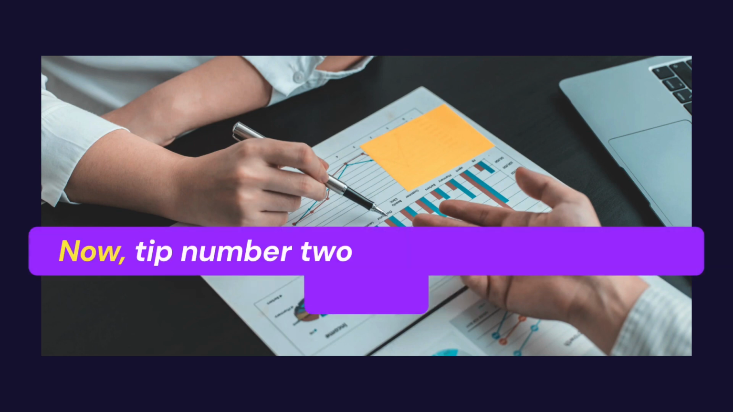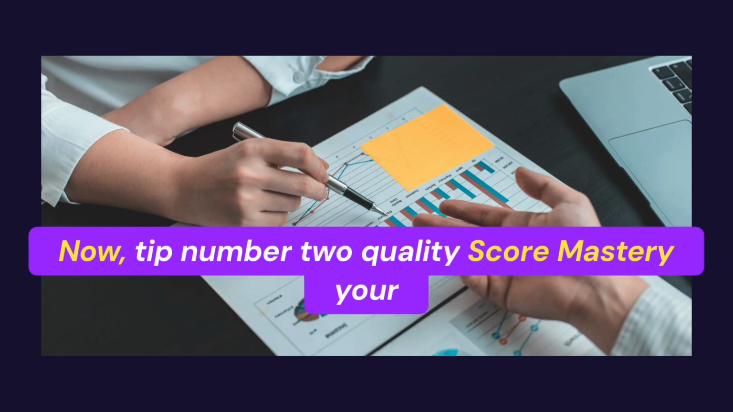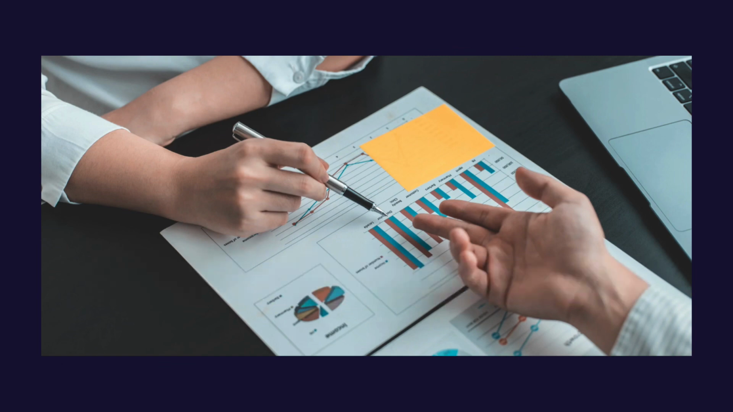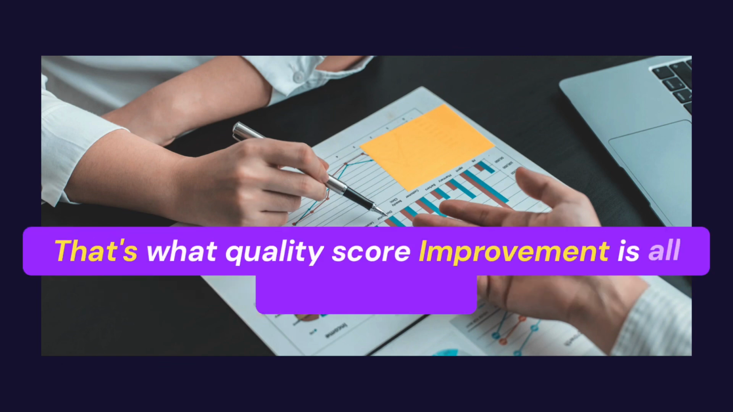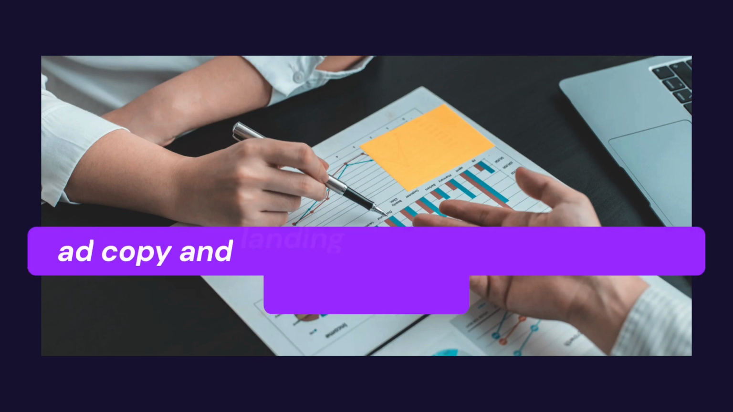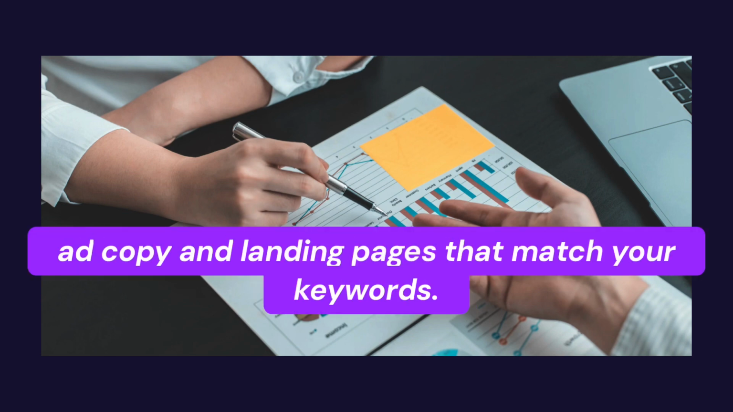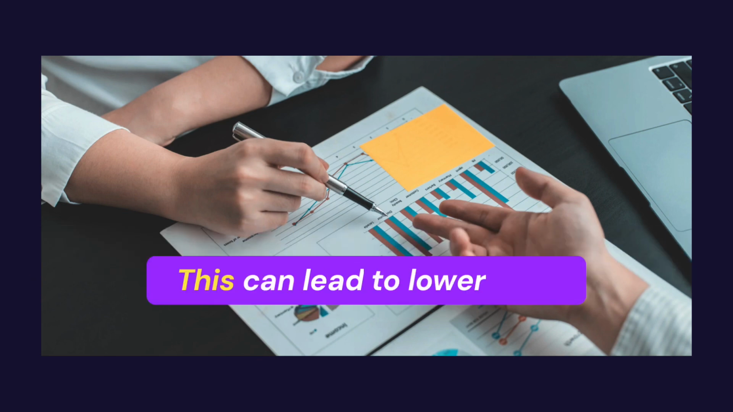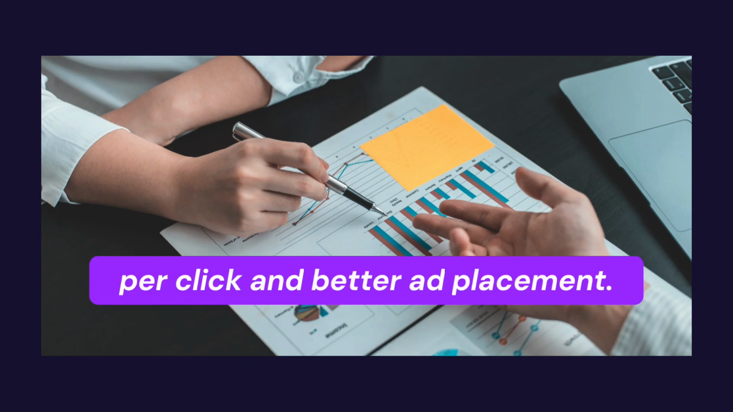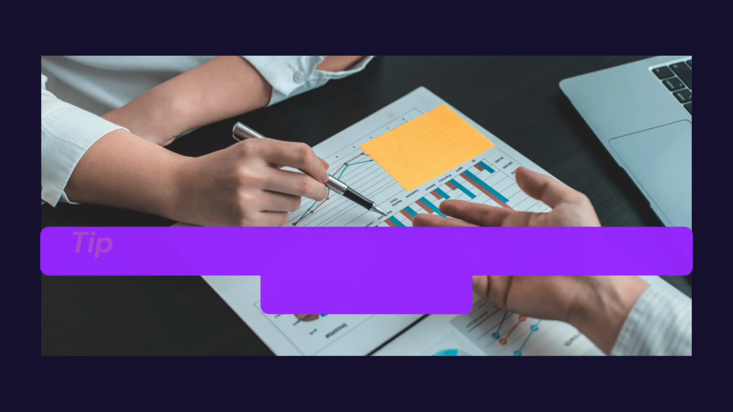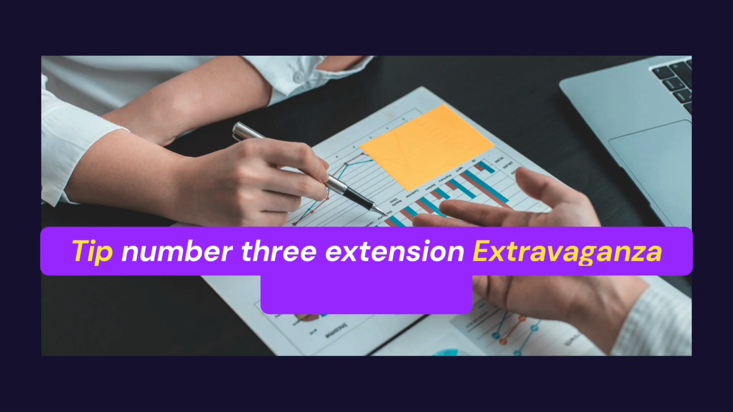Now, tip number 2, quality score mastery. Your ads need to be like a perfect match on a dating app, highly relevant. That's what quality score improvement is all about. Craft ad copy and landing pages that match your keywords. This can lead to lower costs per click and better ad placement. Cool, isn't it?